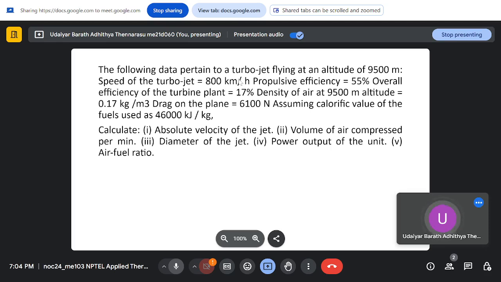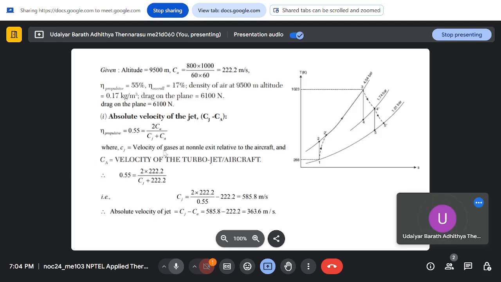So again now, there are multiple things given. We have the propulsive efficiency, the speed of the turbojet, the overall efficiency, the density, the calorific value, and the drag, which is the resistive force acting on the plane. So with this we'll see.